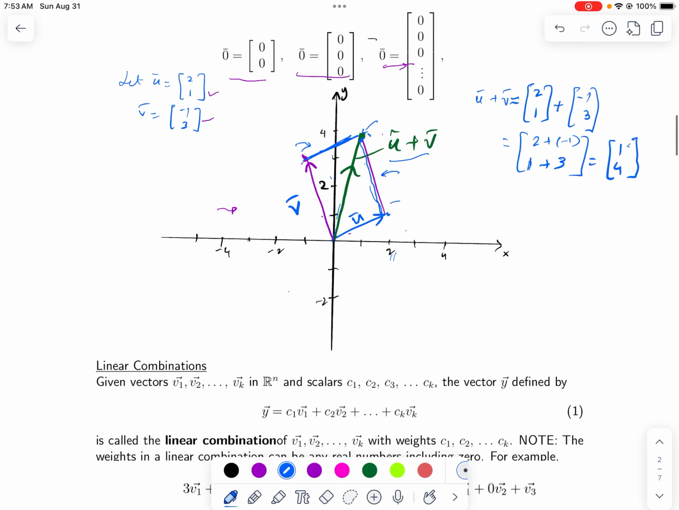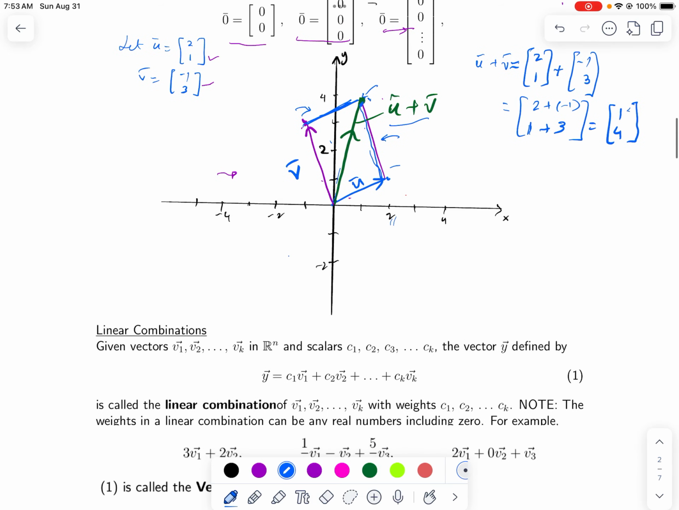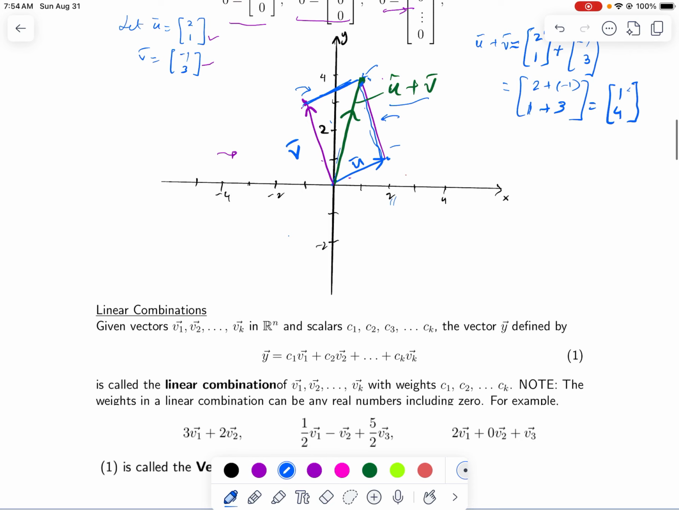The next thing we want to look at is what we call a linear combination. So what is a linear combination? Suppose we have vectors v1, v2 up to some number vk. This could be 5, 6, 8, 9, 10, however many vectors in Rn. Note that at this moment there is no relation between k and n. k could be less than n, k could be more than n. So given v1 up to vk in Rn, and scalars c1, c2, c3 up to ck.